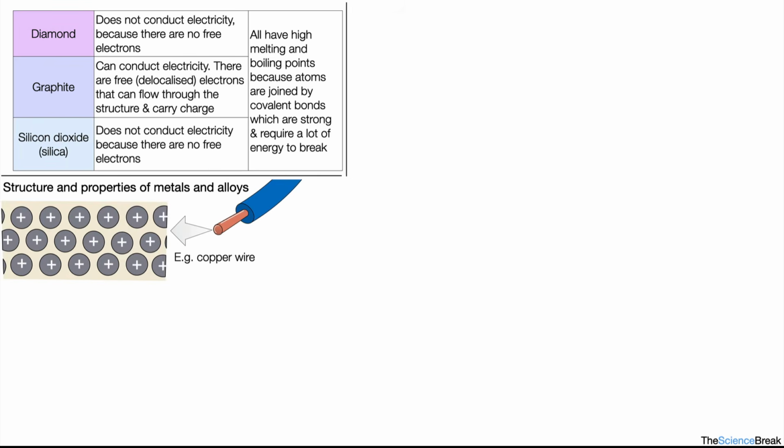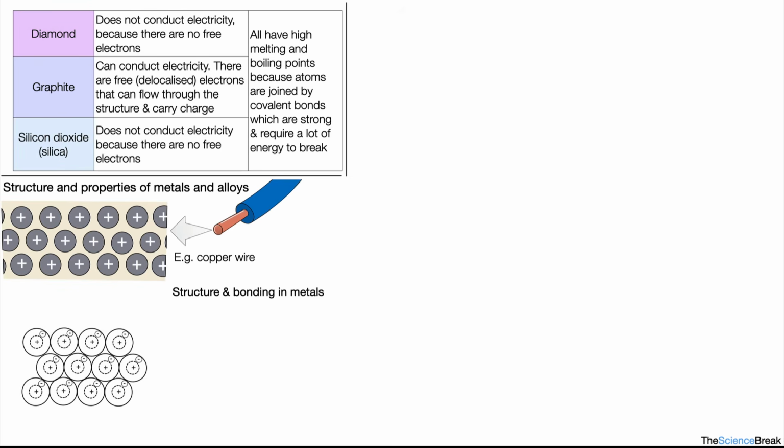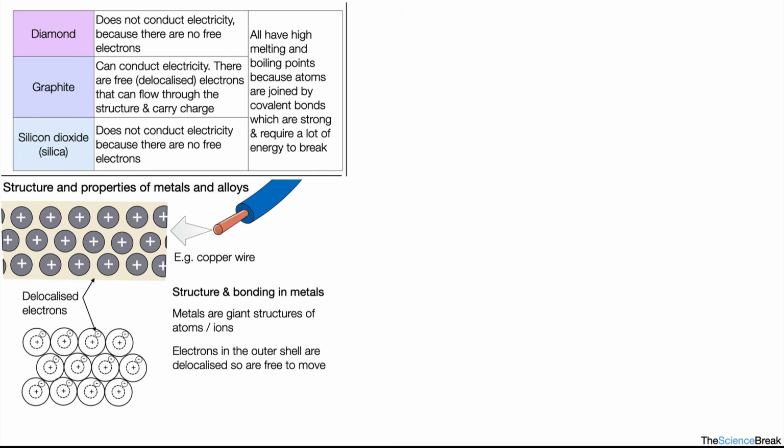the atoms in copper, like any other metal, are arranged in a lattice structure. This is another way of drawing the atoms in metals. The structure and bonding in metals. Metals are giant structures of atoms, or we could say ions. The electrons in the outer shell are delocalized, so are free to move. There's our delocalized atom shown by the cream kind of color in the first diagram, and as shown as electrons in the second diagram. This sea of delocalized electrons holds the metal ions together and makes strong metallic bonds.